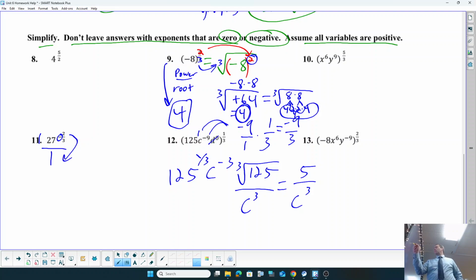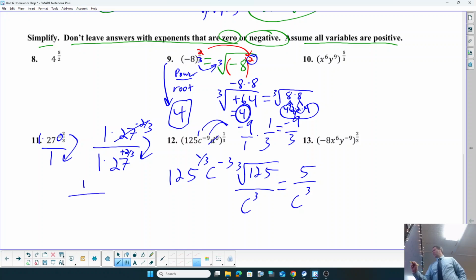So we still have an invisible 1 there. That invisible 1 is still there. But what happens is that you have 27 to the -2/3, and we're going to take that and bring it down, and it's going to become 27 to the positive 2/3. And so that goes away. And then 1 times that is that. So we're left with 1 over 27 to the 2/3.